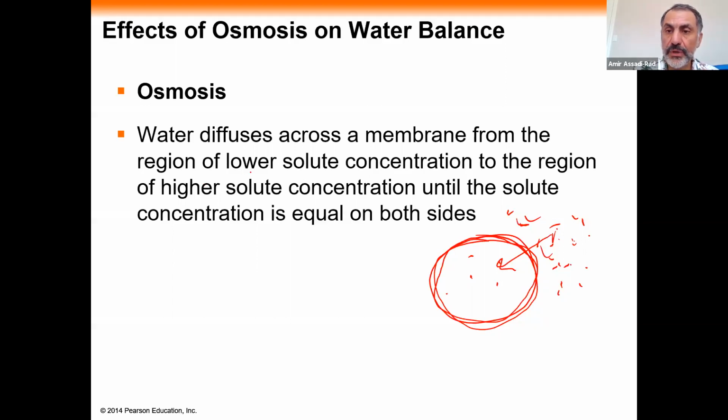So when there is more water here, what does that mean? It means there is less solute. I'm going to draw solute as little squares. There is less solute here. Here, there is more solute, like salt, sugar. So what happens to the water molecules? They go from high concentration to low concentration.